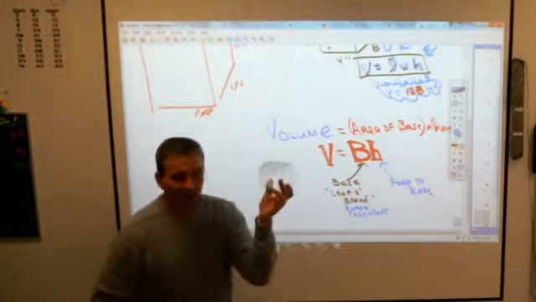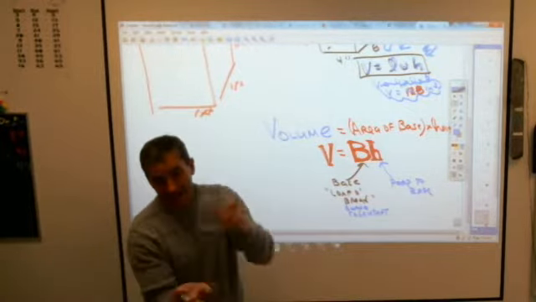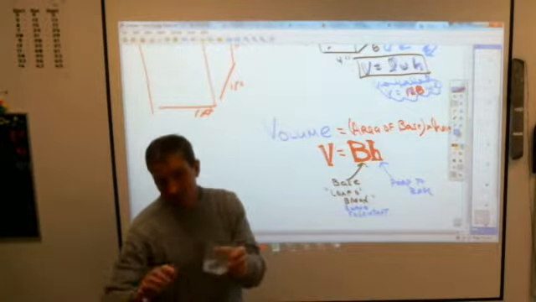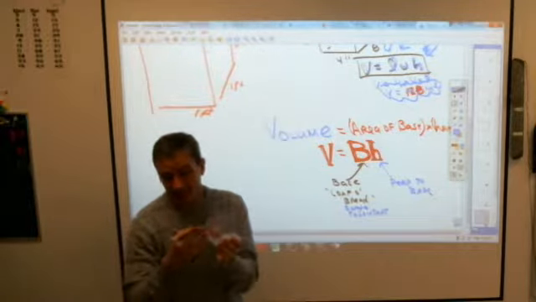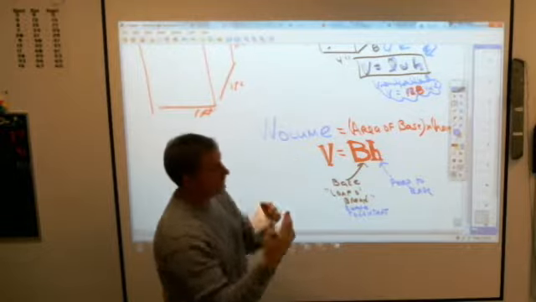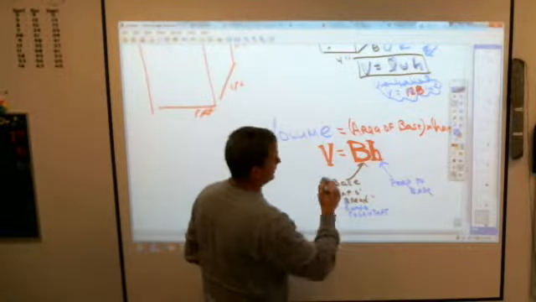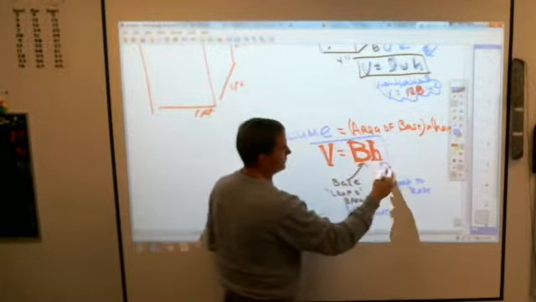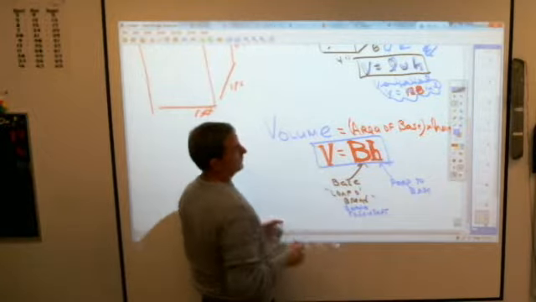So if I'm looking at the height of this shape, I'd have to set it on its base, and that's how tall it is while it's sitting on the base. This is the base, the height is perpendicular to it, the right angle that goes perpendicular to that base. This, ladies and gentlemen, is your volume formula that works for everything.